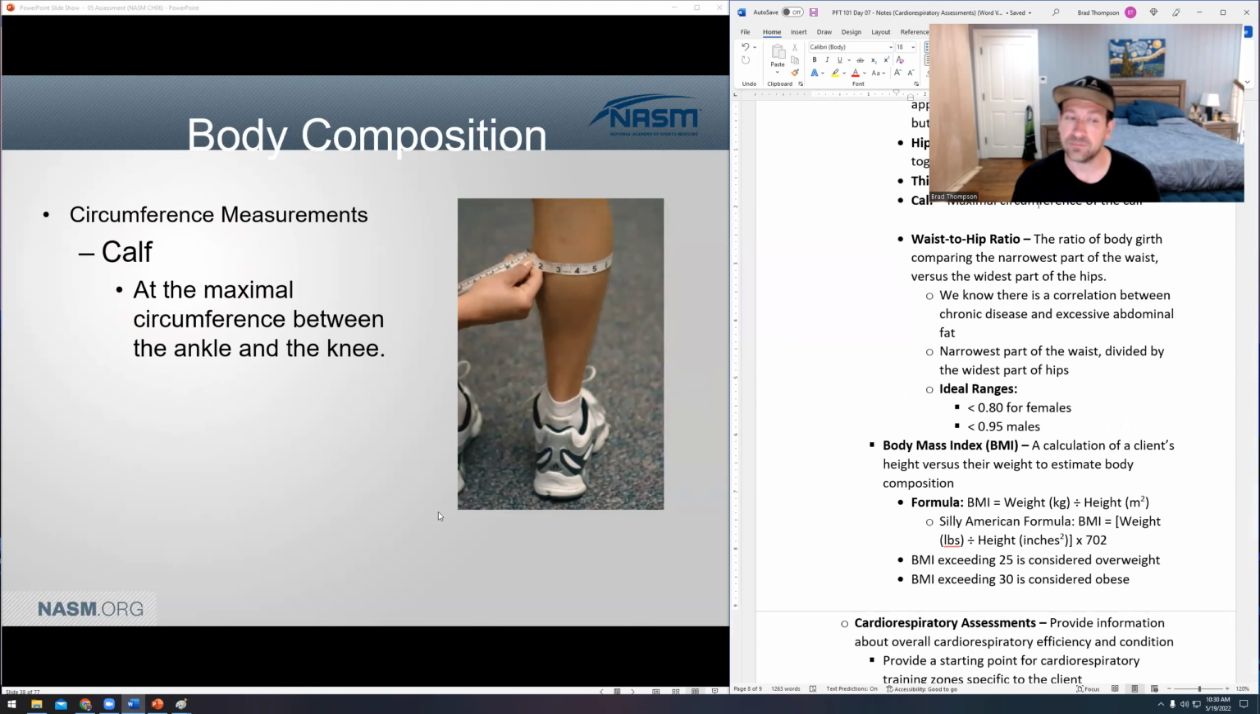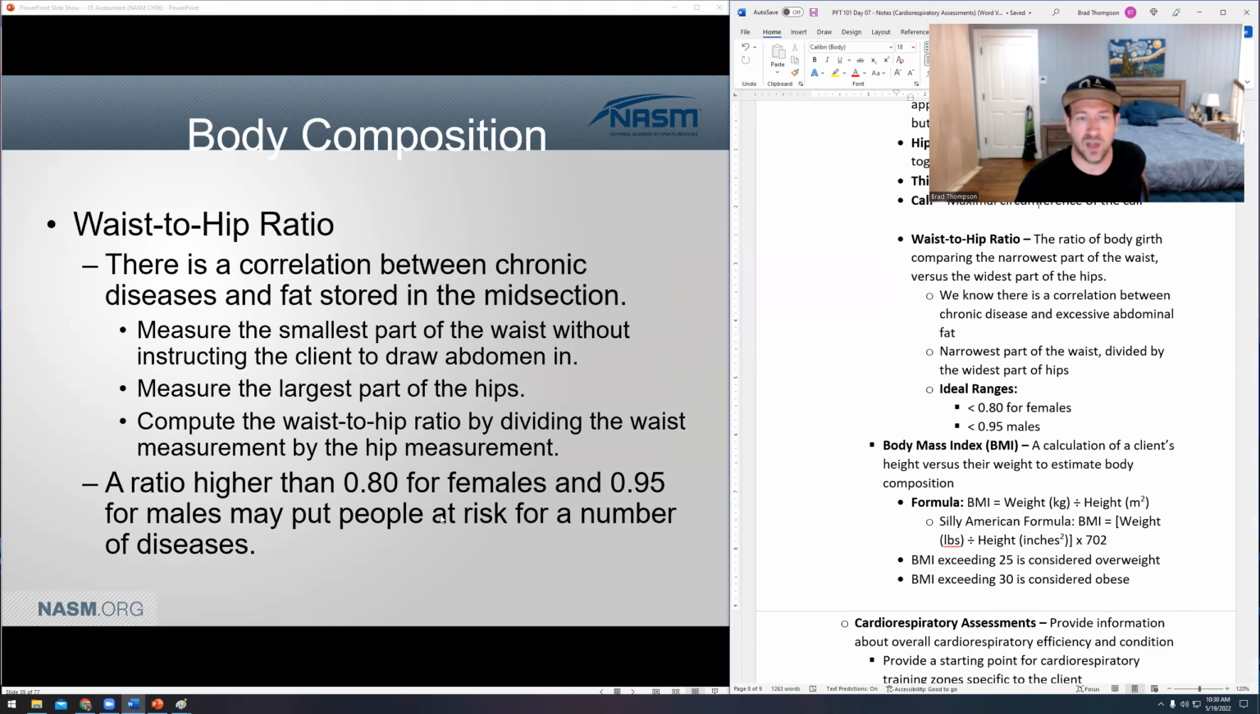Now I said the most important ones are the hips and the waist, right? Again, always the widest part of the hips. And yeah, I did this in the wrong order. That is still true. The narrowest part of the waist and the widest part of the hips. We do it in that order because we're going to divide the hip measurement by the waist measurement.